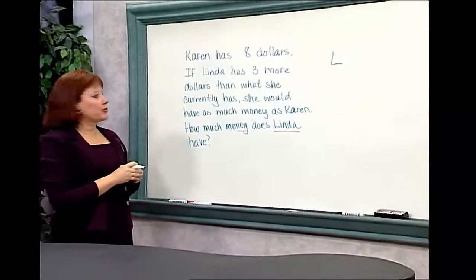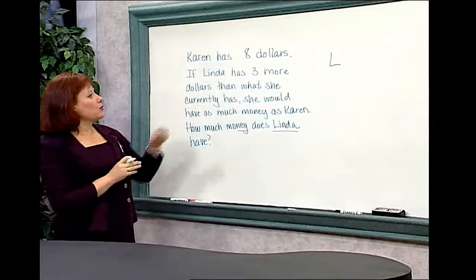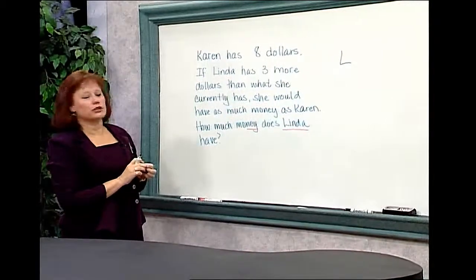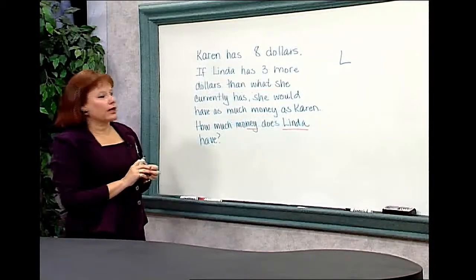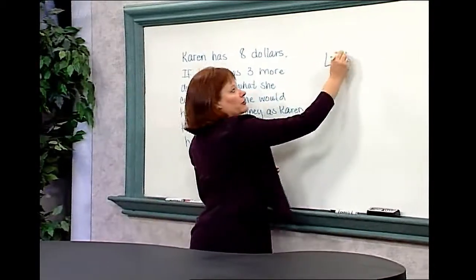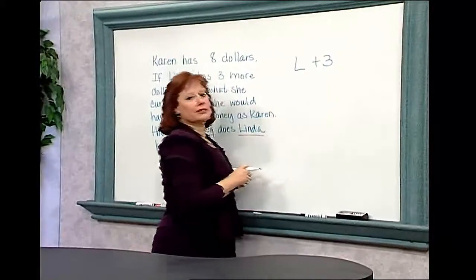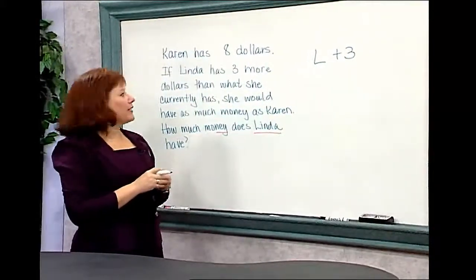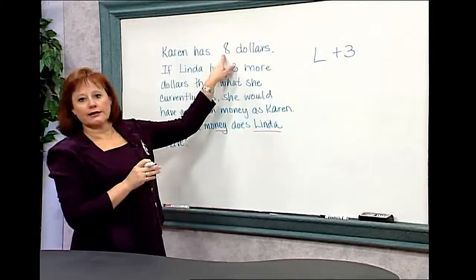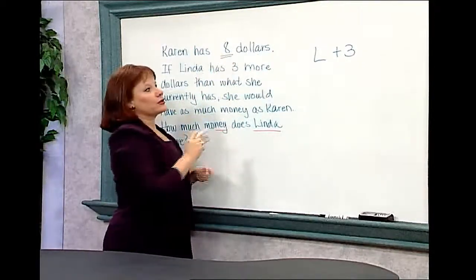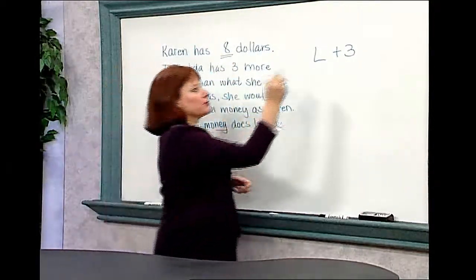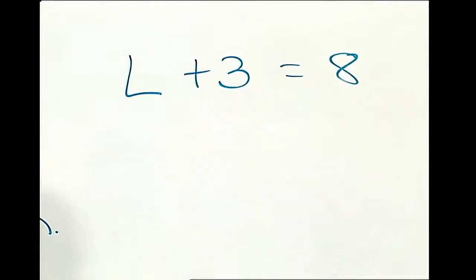If I go back and read the problem, it says if Linda has 3 more dollars than what she currently has, she would have as much money as Karen. In other words, if I added $3 to Linda's amount, she would have as much money as Karen does. If I look in the problem, I see that Karen has $8. So Linda's money plus $3 would be equal to $8.